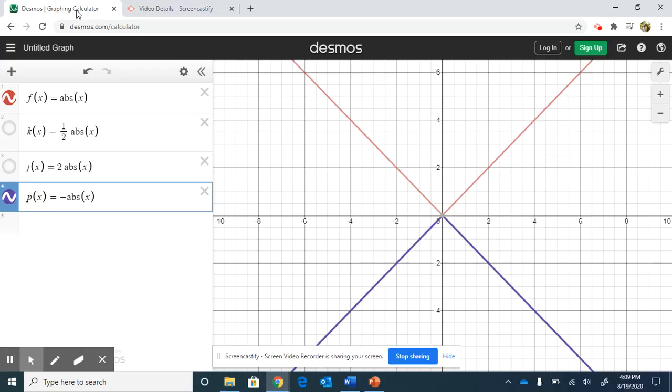Okay, so the computer decided to shut down, but we are back up and going.